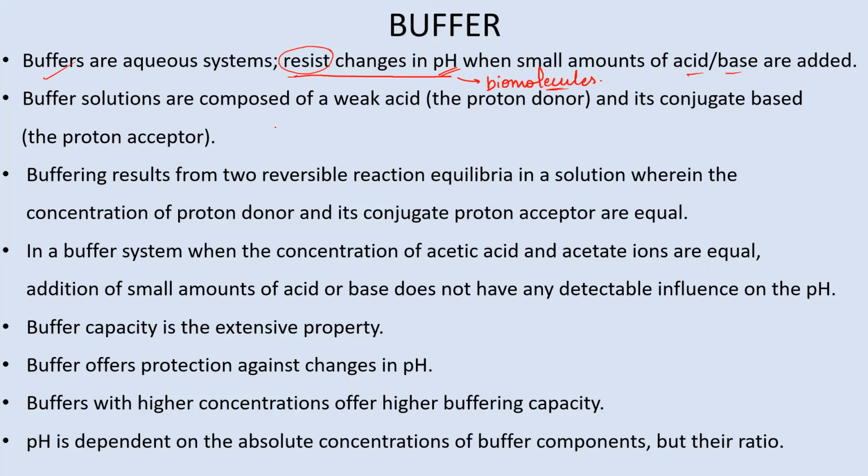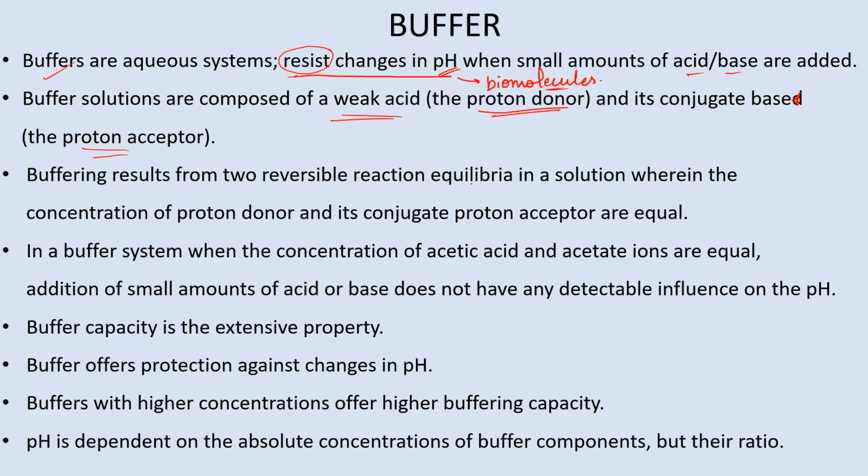So a buffer is an aqueous system which resists changes in the pH when small amounts of acid or bases are added. Buffer solutions are composed of a weak acid, which acts like a proton donor, and its conjugate, which is a proton acceptor. So there is a donor and there is an acceptor. The buffer will always have a donor and an acceptor, so you will have a weak acid and its conjugate base. That base is going to be the proton acceptor.